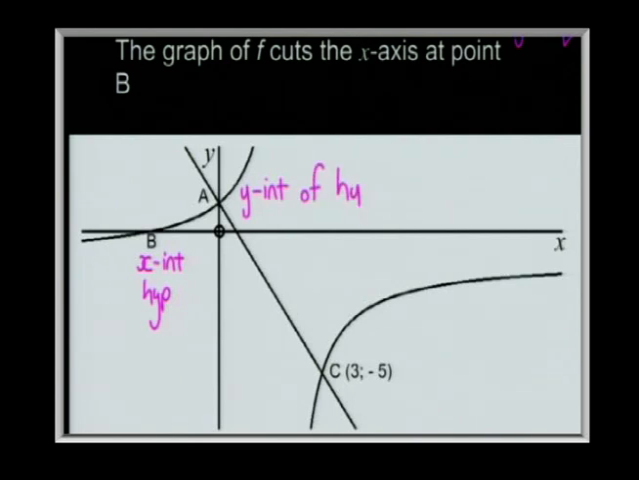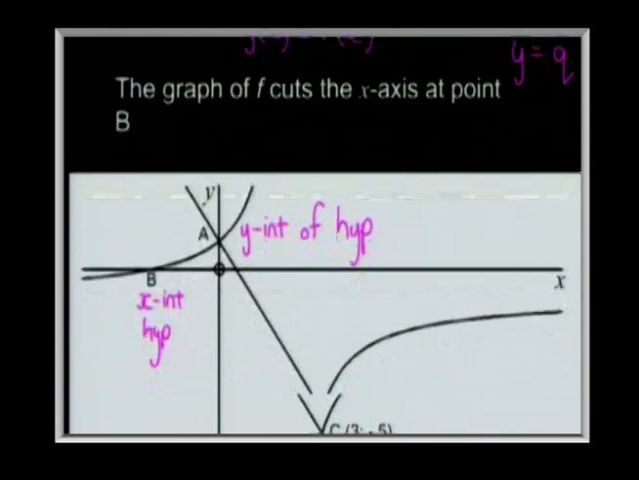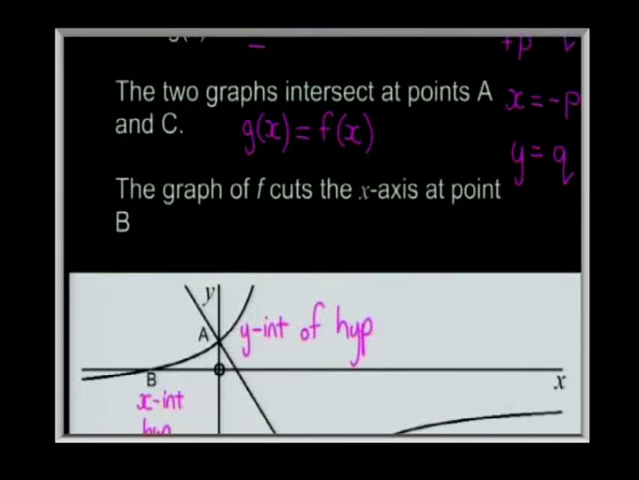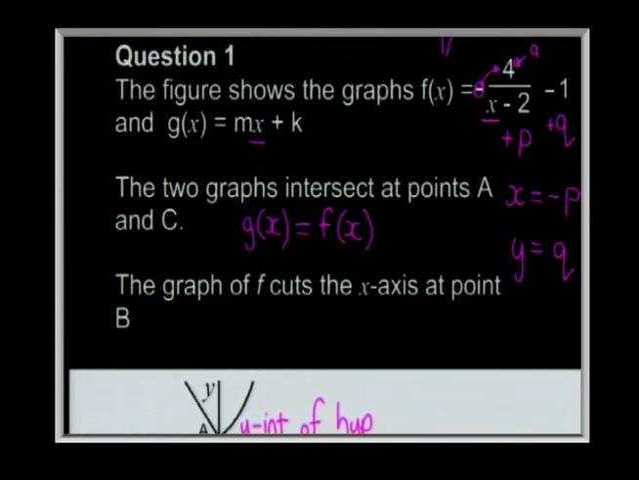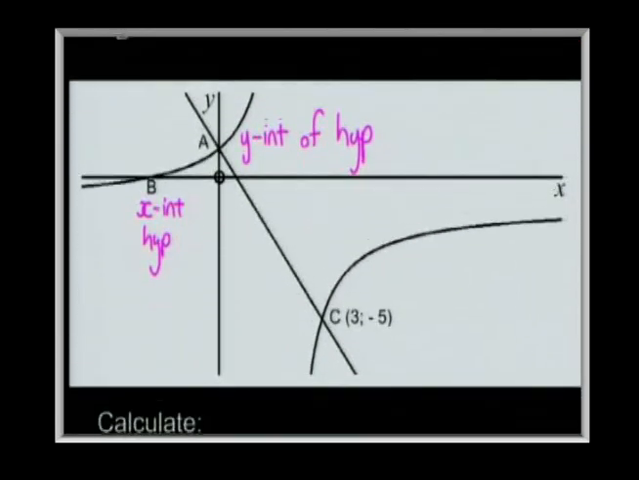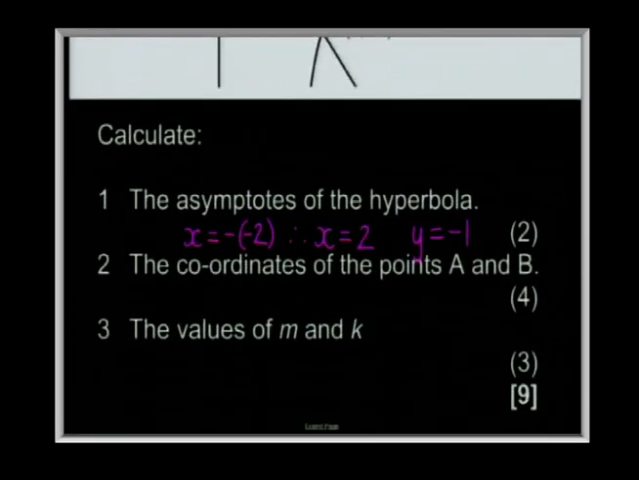Which one would be easier to work with? Well, seeing as our straight line has no values in the formula, it would be easier to work with the formula of the hyperbola. So let's find out what the x and the y-intercept are of the hyperbola. The formula we were given was f of x is equal to minus 4 over x minus 2, minus 1.